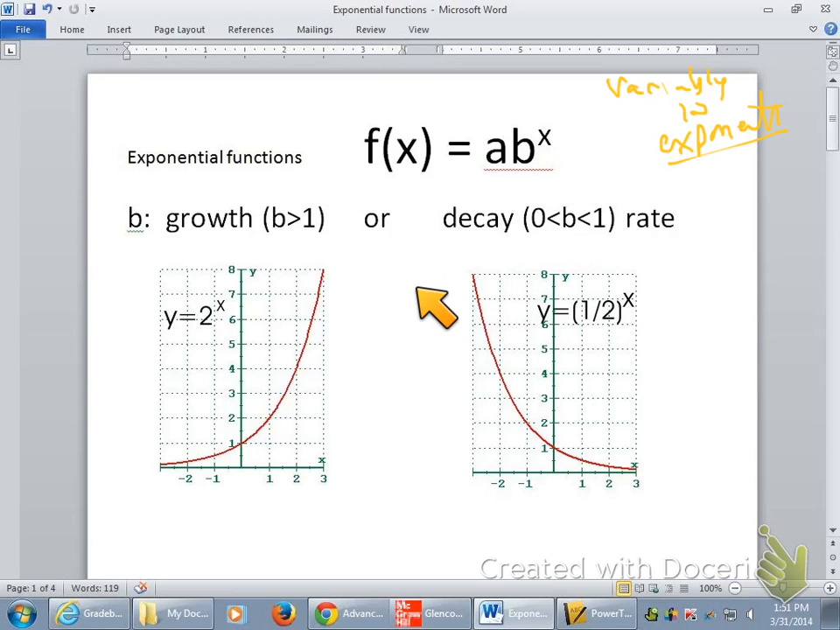But we can always identify growth and decay in the equation itself by looking at the actual b term. The b term will always indicate growth if b is greater than 1. Anything greater than 1. Doesn't have to be 2, 3, 4, 5, 6. It can be 1.001. Anything bigger than 1 is going to be growth. Anything less than 1, but still greater than 0, will give us decay. Now, what's another way of saying this? These are all just proper fractions, right?